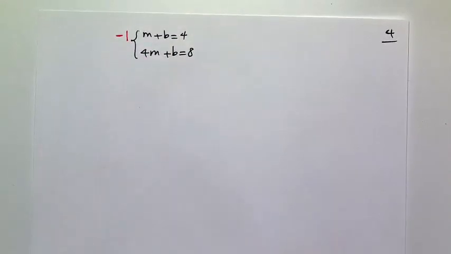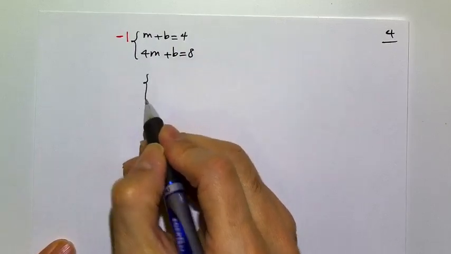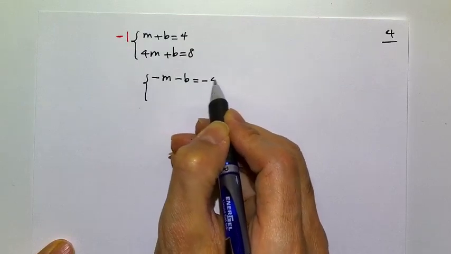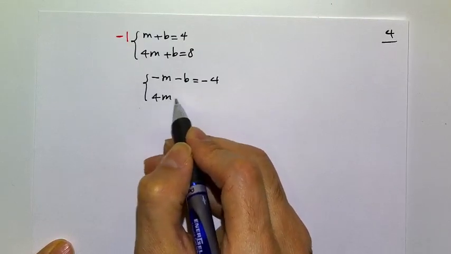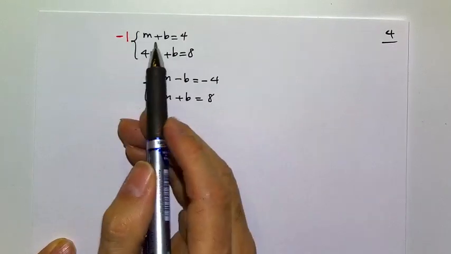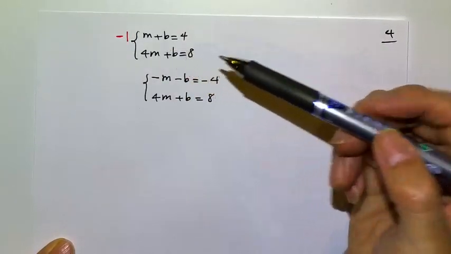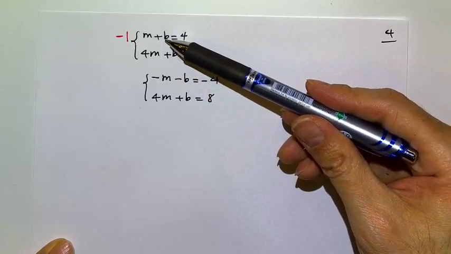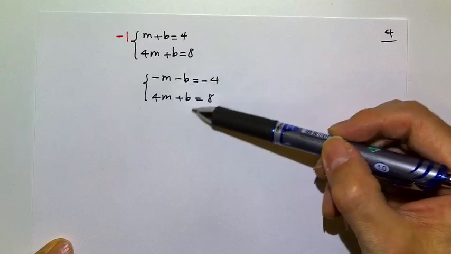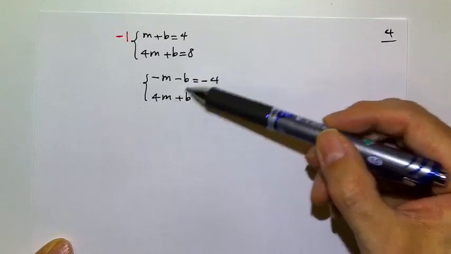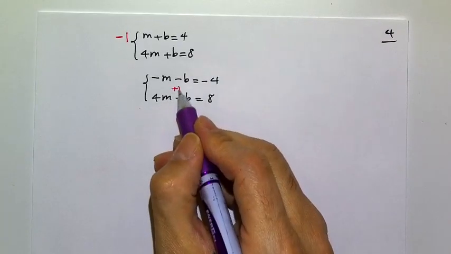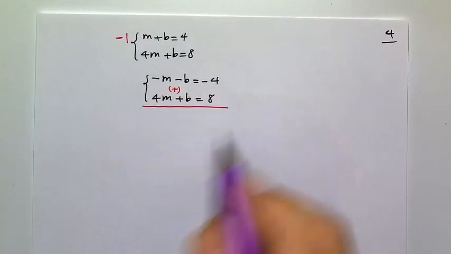So multiply the top equation by negative 1. What do we get? We get minus M minus B equals minus 4. And then 4M plus B equals 8. Notice that multiplying the top equation by minus 1 made the coefficient of the B term minus, which is the opposite of plus, so we can add these two equations and get rid of the B terms, and we solve for M. So let's add those two equations.